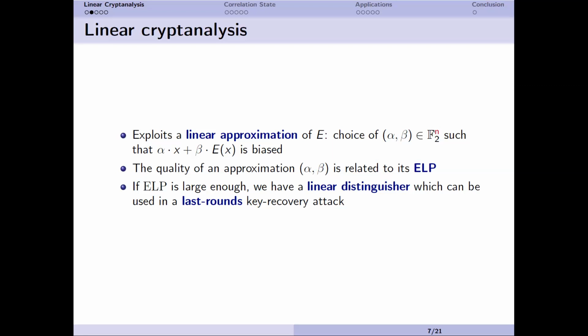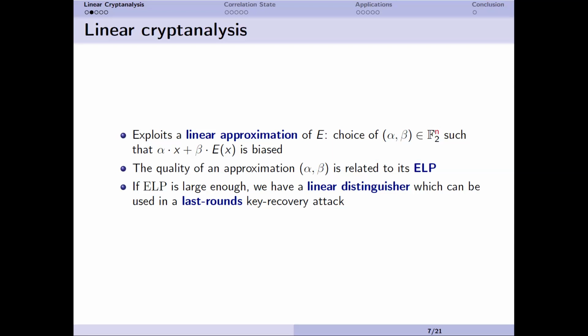And the quality of this approximation, basically the bias that you can expect, is related to a quantity that we call the expected linear potential. It's basically the correlation averaged over all possible keys. I'm not going to enter all these details. So we have this ELP quantity, which determines if the approximation is good. And of course, if it's large enough, because this approximation exists for E and not in general, you have a distinguisher, a linear distinguisher that you can use afterwards in a key recovery attack.